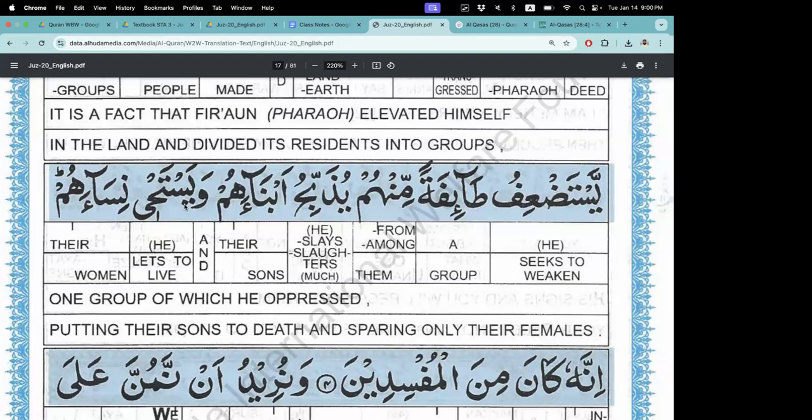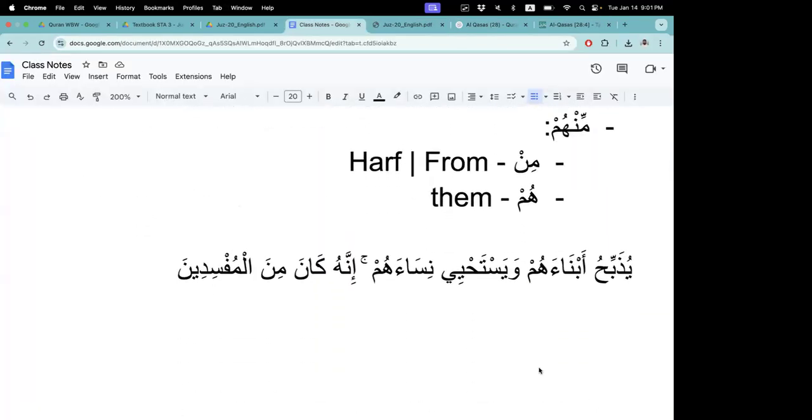Wa, and yastahi, he lets live. He does not kill, leaves them alive. Nisa'ahum, how many words? Two. Nisa'a, first word. Hum, second word. Right? Their women. Again, you notice the pronoun is there. Okay? Let's write it a little further here. يُذَبِّحُ أَبْنَاءَهُمْ وَيَسْتَحْيِي نِسَاءَهُمْ. Okay?